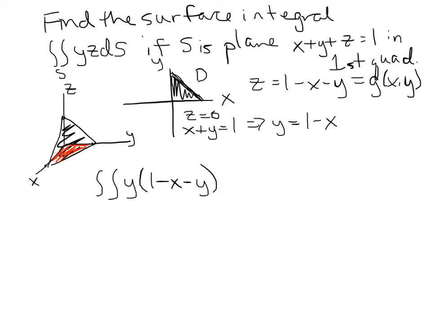And then we have to multiply that by the square root of the partial of z with respect to x. The partial of z with respect to x is negative 1. We're going to square that. The partial of z with respect to y is negative 1, and we're going to square that. And then we add 1. Adding 1, that's in the formula for the surface area.